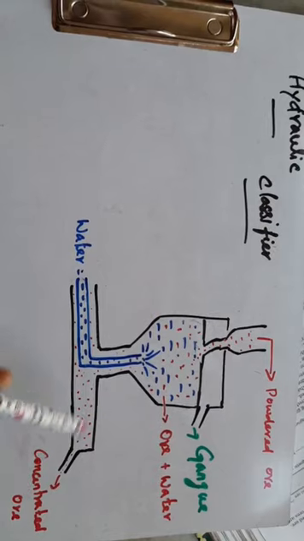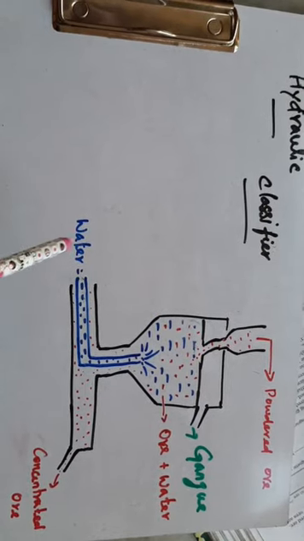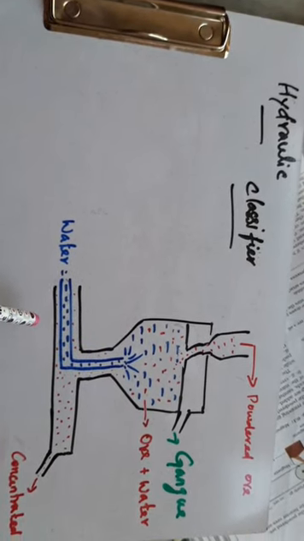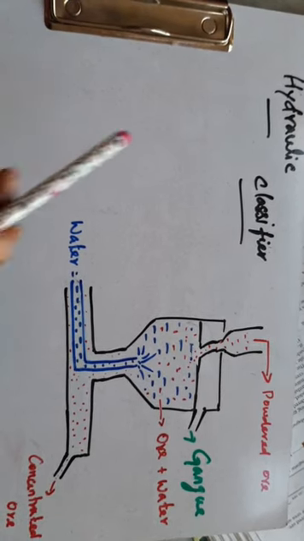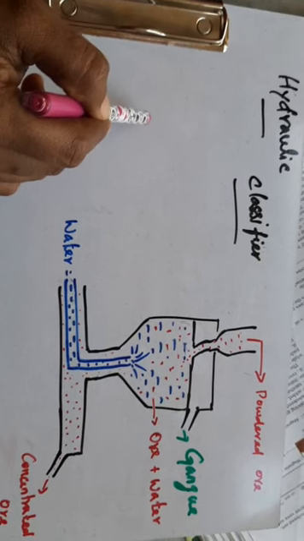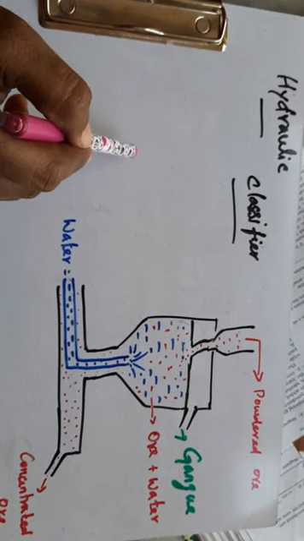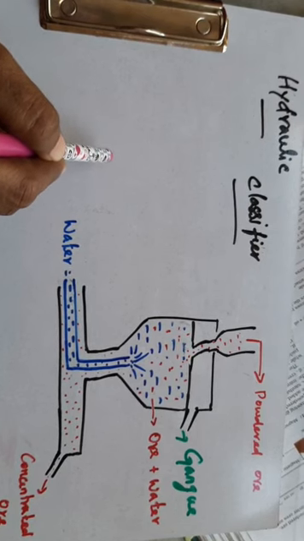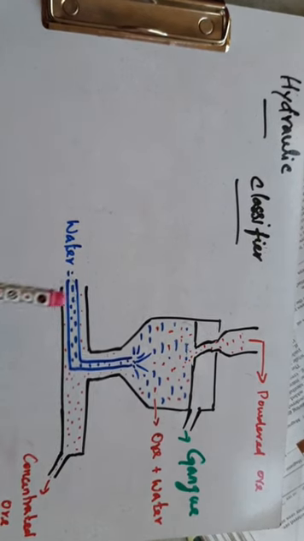This is the hydraulic classifier. Like that we can concentrate the ore and separate the impurities. It is a gravity separation of ore particles and gangue particles. Some metals are concentrated by this method.